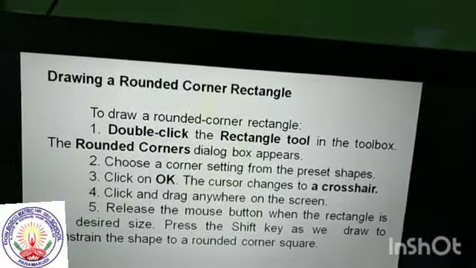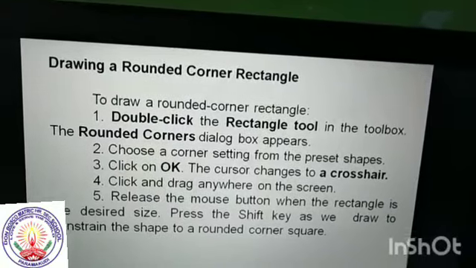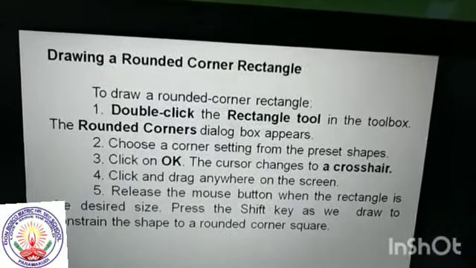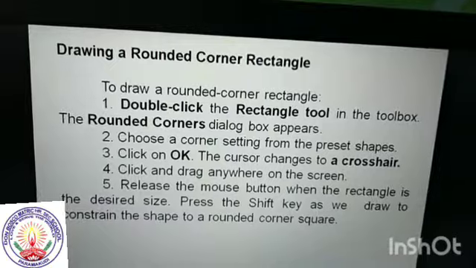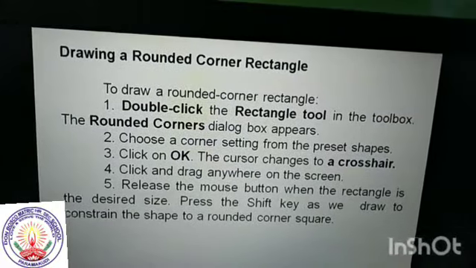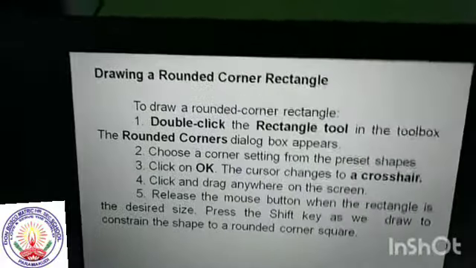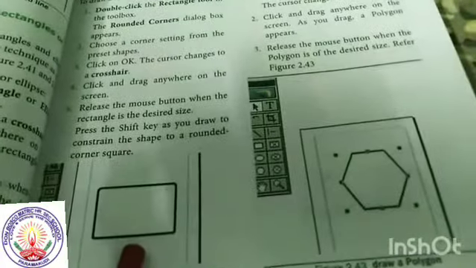The cursor changes to a crosshair. Click and drag anywhere on the screen. Release the mouse button when the rectangle is the desired size. Press the shift key as you draw to constrain the shape to a rounded square. Just see in your book, page number 45. This looks like a rounded rectangle.